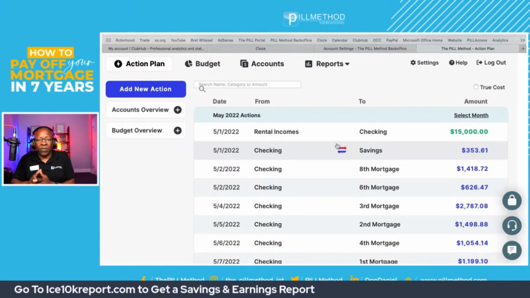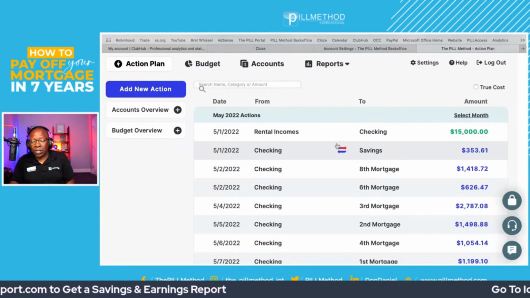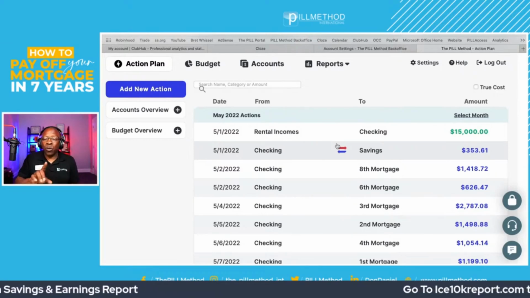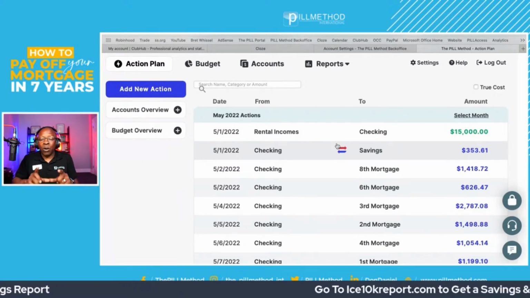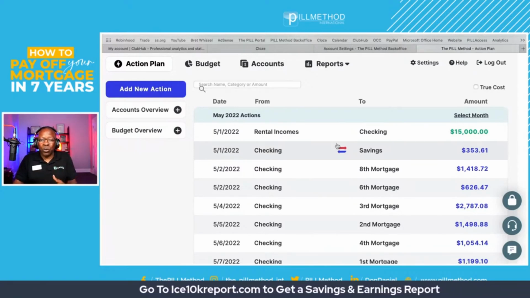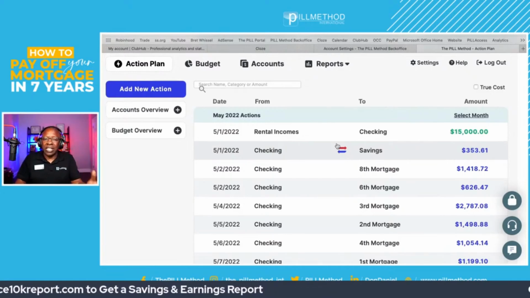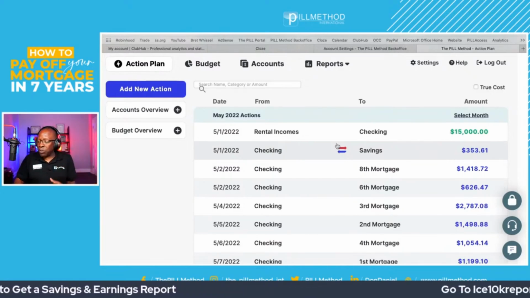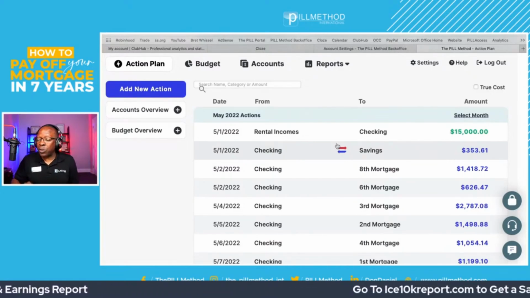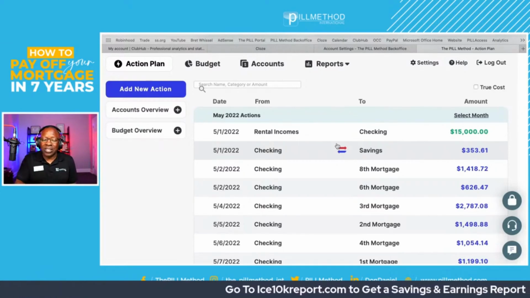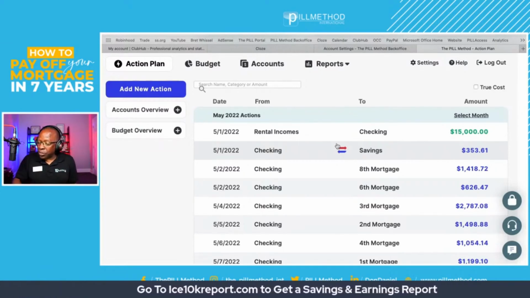Now, if real estate investors can do this with 10 properties, what could you do with one if you are a residential homeowner? Residential homeowners pay off their loans, all of their loans, in an average of 7 to 9 years. So if you want to know how to do that, we're going to go over how you can save that kind of money in just a few minutes.